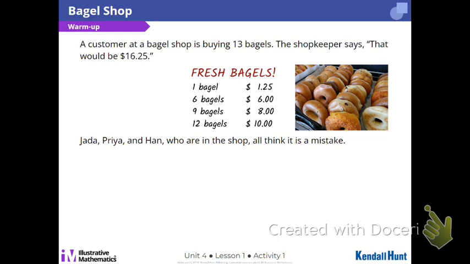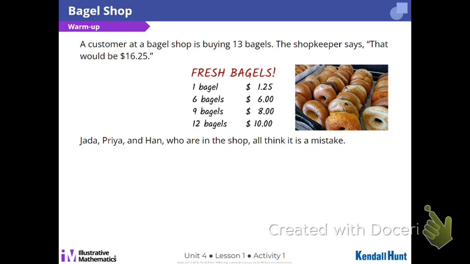Hey, so one important thing, just to keep things rolling, is if I say, here's our situation, we have bagels, yelling out things about bagels would be inappropriate for students, so we're just going to stay on track, okay? We have some bagel prices here. A customer's at the shop getting a baker's dozen. I don't know if you ever heard of baker's dozen. So it's 13, and the shopkeeper says, hey, that'll be $16.25.